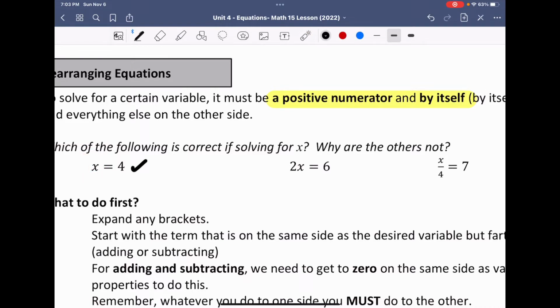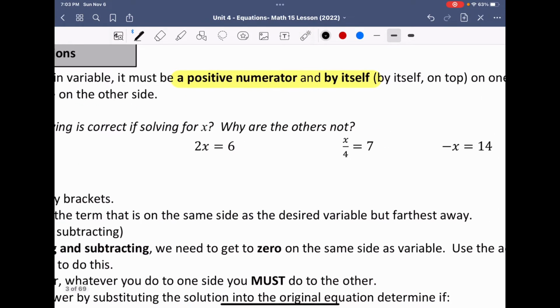Perfect. If I go to my second example, well, 2x equals 6, this one still needs to be divided by 2 before it's an isolated term for x. 6 divided by 2 is 3. Now, we have a positive x value, it's in the numerator, and it's equal to some value. Perfect. The next example, x over 4 is equal to 7.